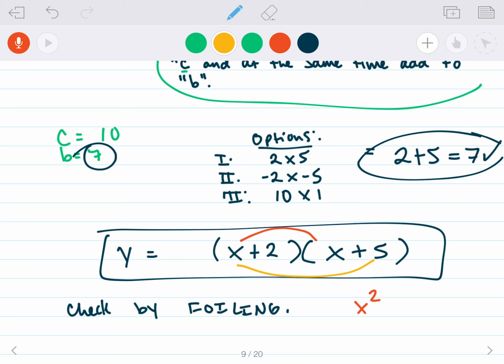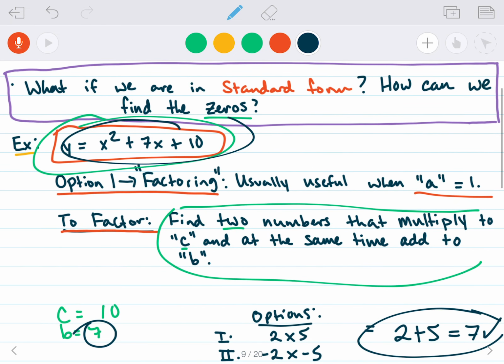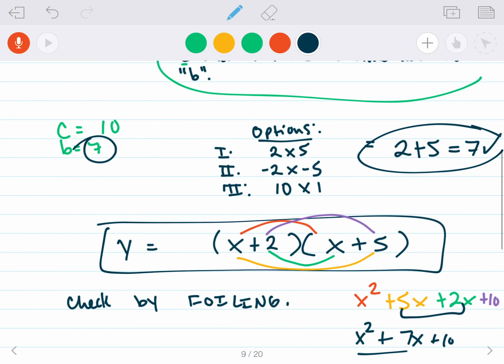Outer: x times positive 5 is positive 5x. Inner: positive 2 times positive x is positive 2x. And finally, last: positive 2 times positive 5 is positive 10. Combine like terms to give a final answer of x squared plus 7x plus 10. And that is exactly what we started with right here. So you know that you factored it correctly if, when you FOIL it back, you get what you started with.